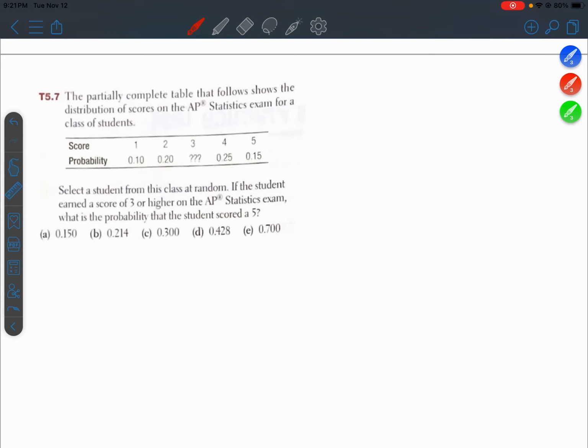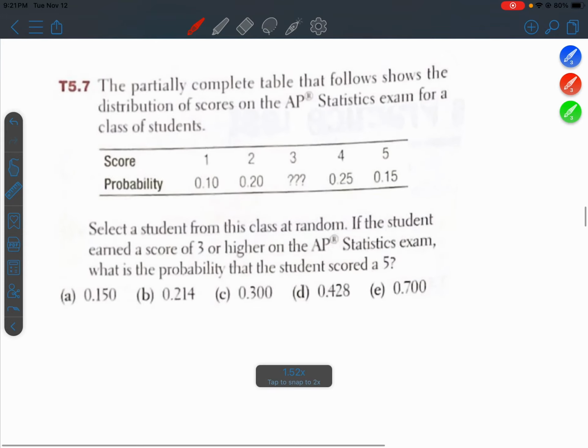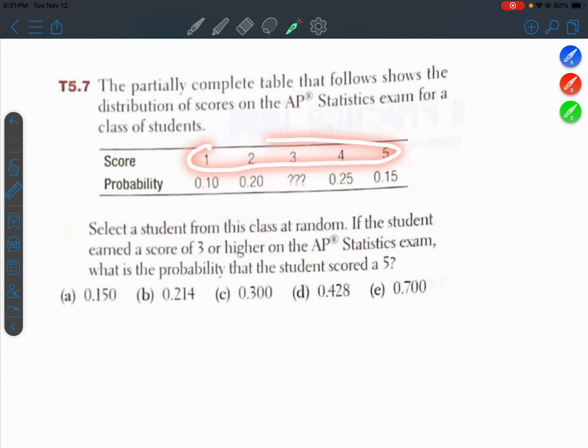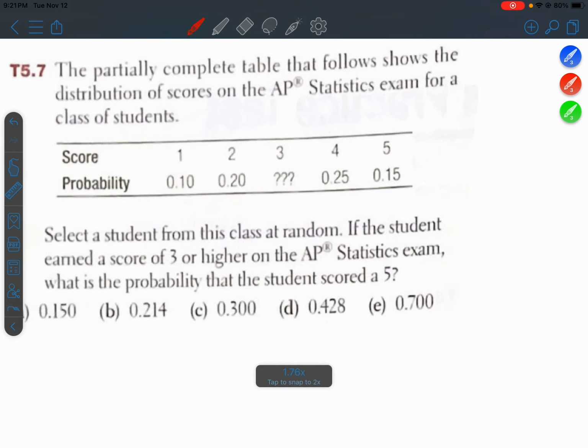All right, this video is going to go over question 7. The partially completed table that follows shows the distribution of scores on the AP Stats exam for a class of students. All right, so we have values 1 through 5, and we have all the probabilities except for a score of 3.